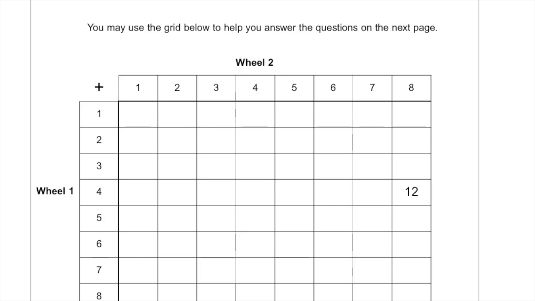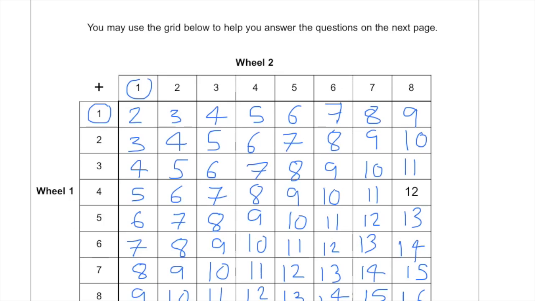For example, if we have a score of 1 on wheel 1 and a score of 1 on wheel 2, that's a score of 2 overall. 3, 4, 5, 6, etc. So we can see a fully completed grid. These annotations will be useful for 2 Part A and 2 Part B.